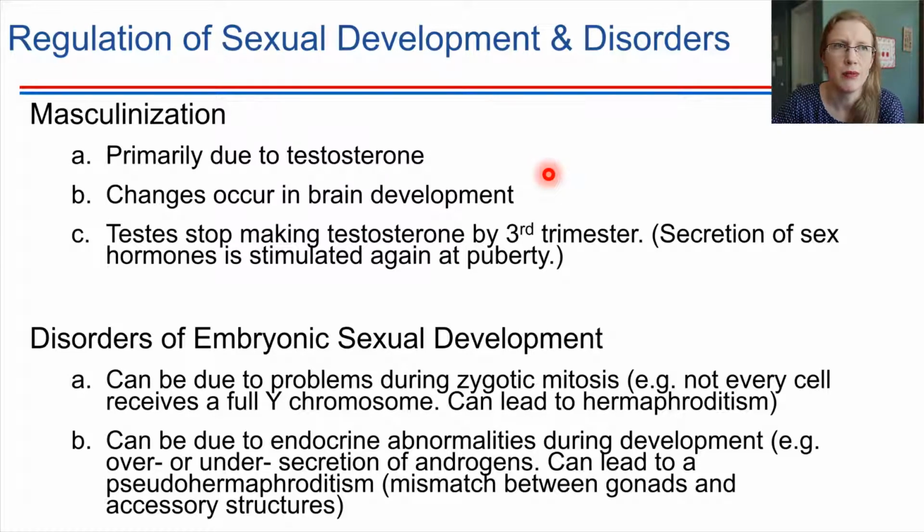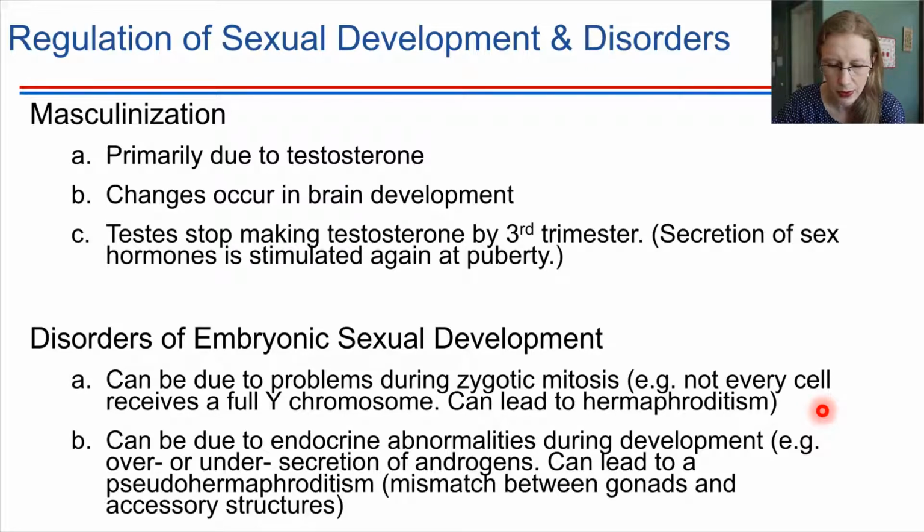Sexual development can be abnormal, not follow the typical male or female body plan. This is called hermaphroditism. This is where there's kind of a combination, some female characteristics and some male characteristics. That is something that can happen. This can be due to a couple of different reasons. It could be mistakes during cell division early on in fetal development.